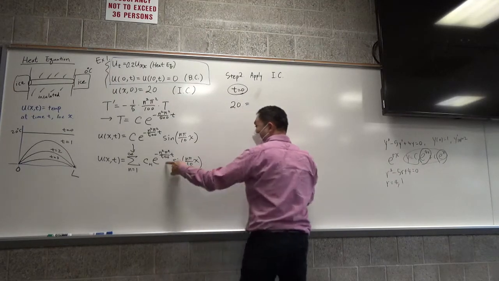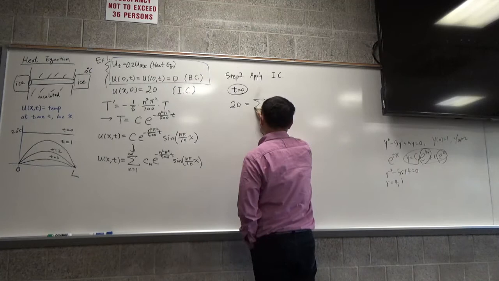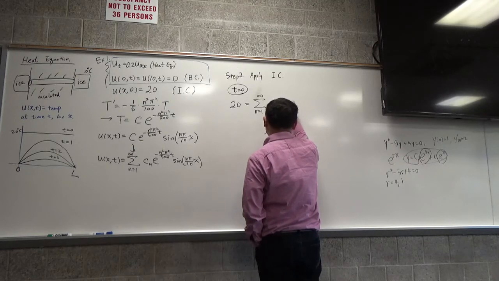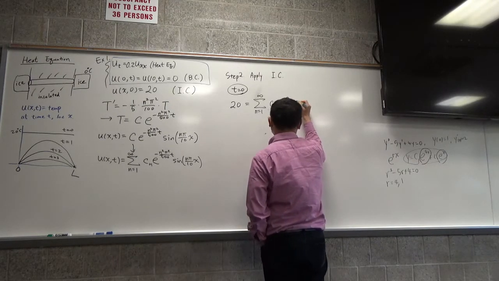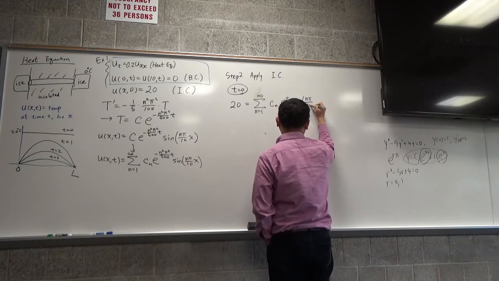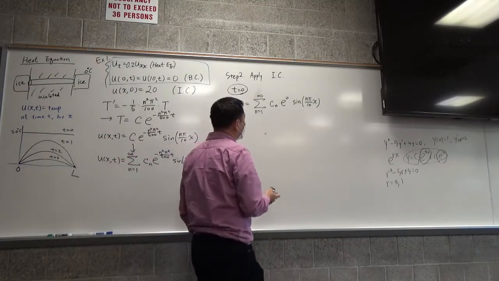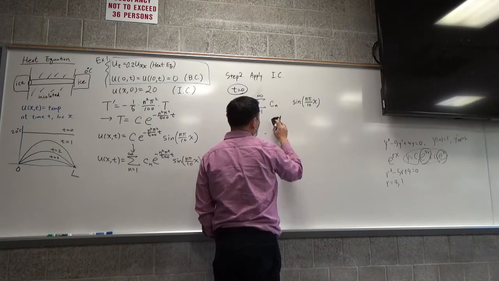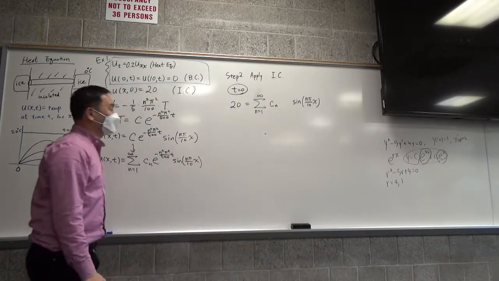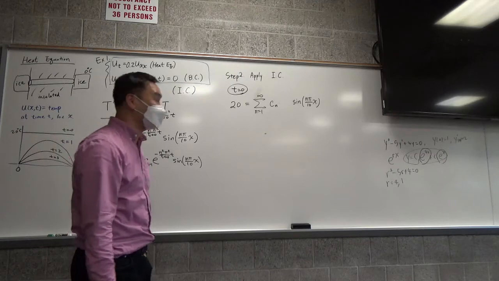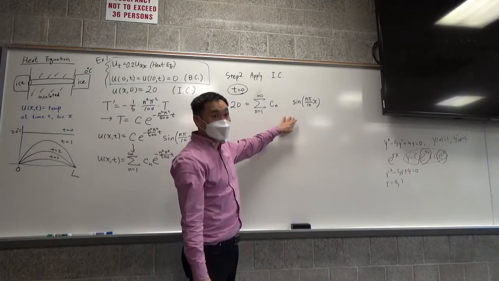And then on the right side, if you plug in 0, what do you get? Summation of n equals 1 through infinity of Cn times e to the 0th power times sine n pi over 10 x. But e to the 0th power is just 1, right? So you just have this. What does that look like? Yes, it's the Fourier sine series, right? So you're trying to represent 20 as a Fourier sine series.